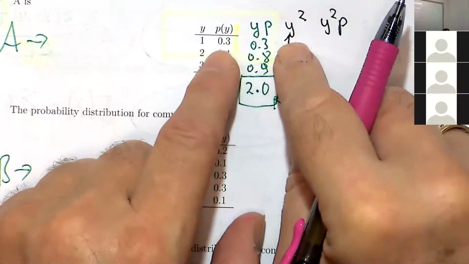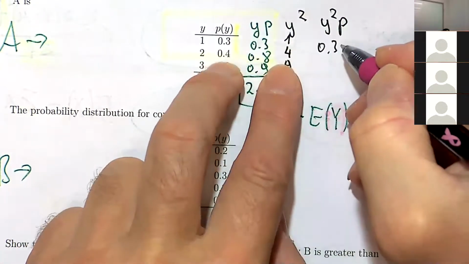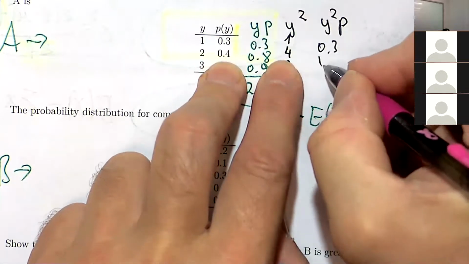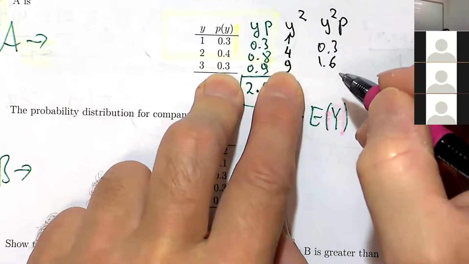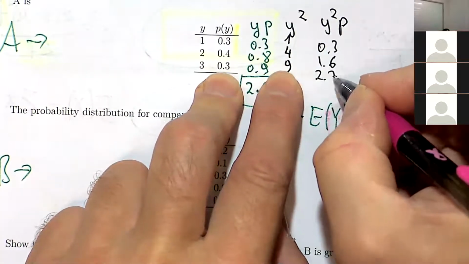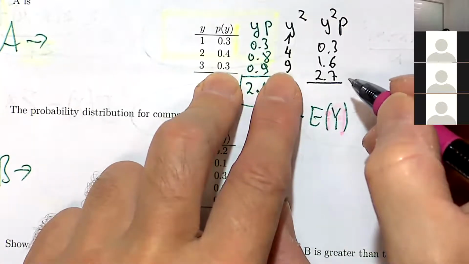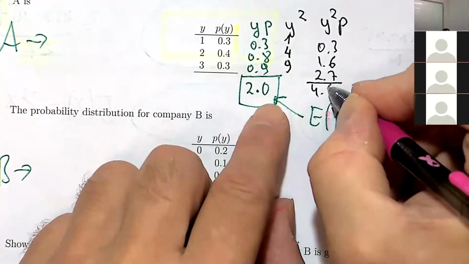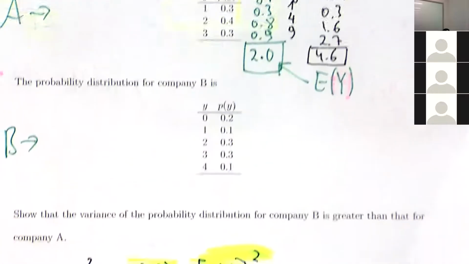So 1 times 0.3 is 0.3. 4 times 0.4 is 1.6. 9 times 0.3 is 2.7. So this is 4.6.